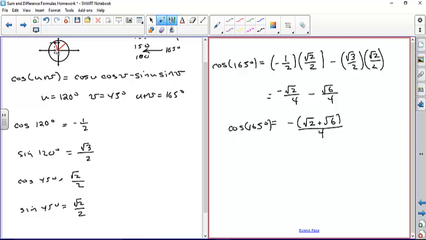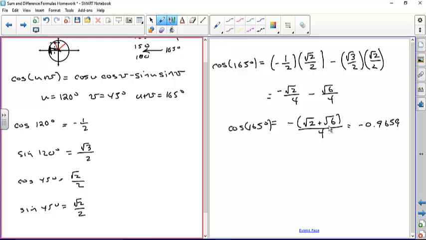And again, if we go back to our unit circle, 165 degrees is going to be right here. So the cosine is the x-coordinate. It's going to be slightly more positive than negative 1. And we've already done that in the previous problem. This was equal to negative 0.9659. And so that's this point right here. So that makes sense.